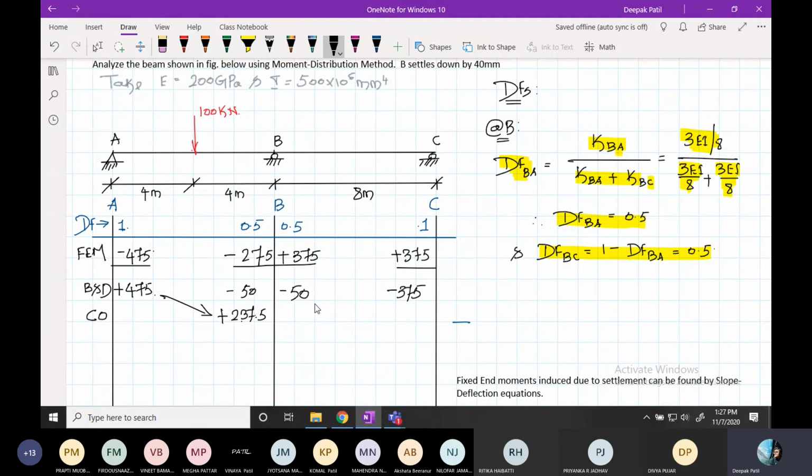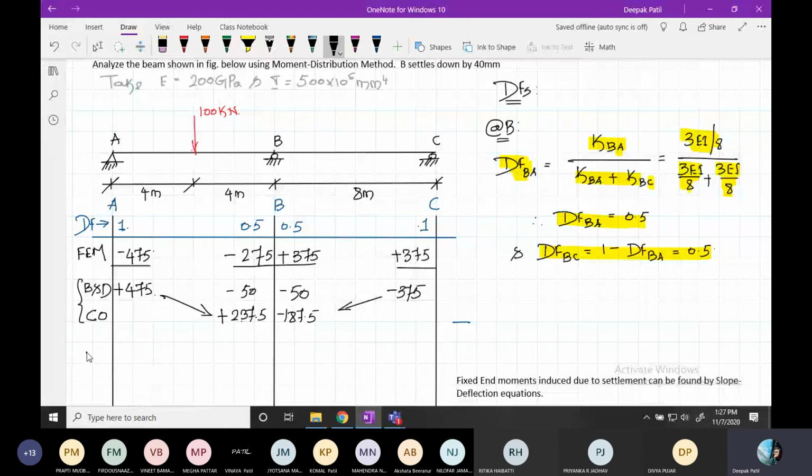Okay, right. Now, will you carry over from B to C? No, sir. Once again, the same answer. C is a roller support and it is an end support. So you should not carry over. But will you carry over from C to B? Yes, you can carry over. So minus 375 divided by 2 is minus 187.5. Okay, so this completes my first cycle.